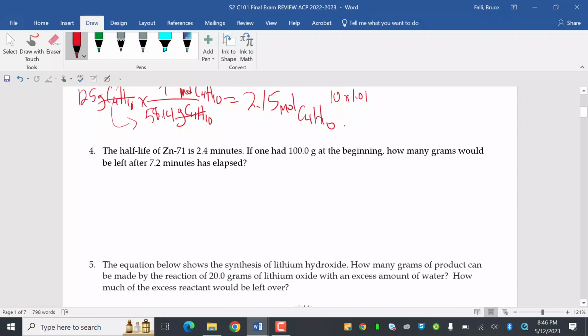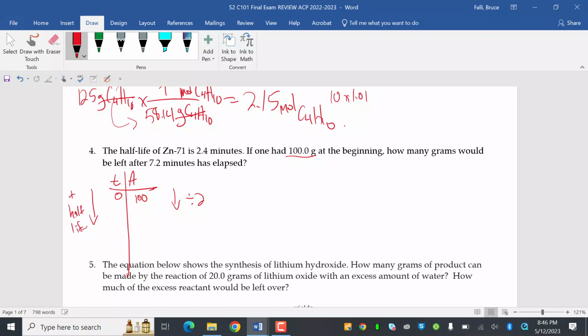All right. Half-life of zinc is 2.4 minutes. If I had 100 grams at the beginning, how many grams would be left after 7.2 minutes have elapsed? Okay, so the way I do this is I do a time and amount table. My original time is 0, and the amount I have is 100. And every time I go down, my amount is going to be divided by 2, and every time I go down, I'm going to add a half-life.